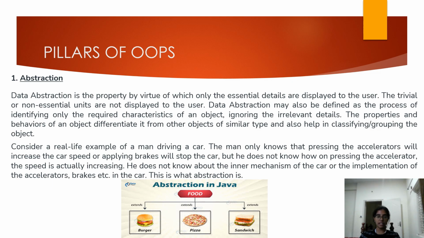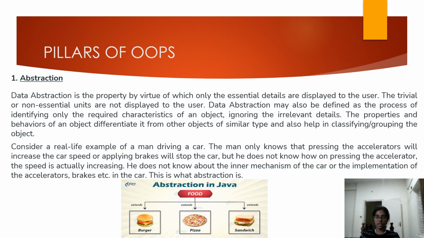Consider a real-life example of a man driving a car. The man only knows that pressing the accelerator will increase the car speed or applying brakes will stop the car. But he doesn't know how pressing the accelerator actually increases the speed. He does not know about the internal mechanism of the car or the implementation of the accelerator and brakes in the car. This is what abstraction is.